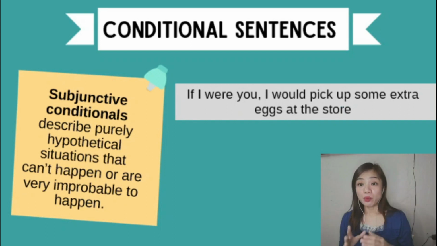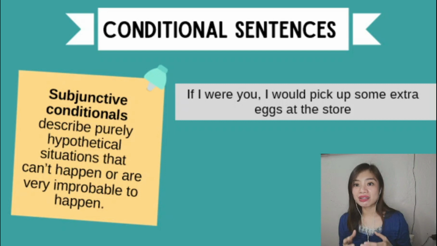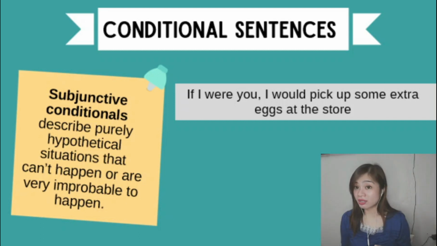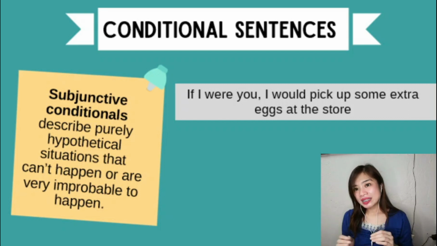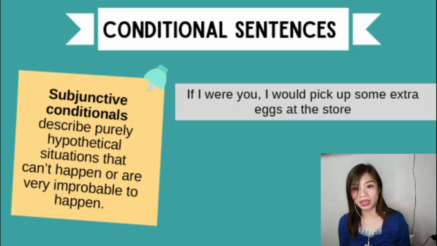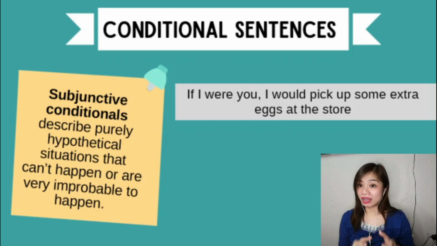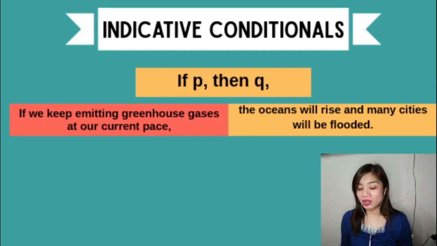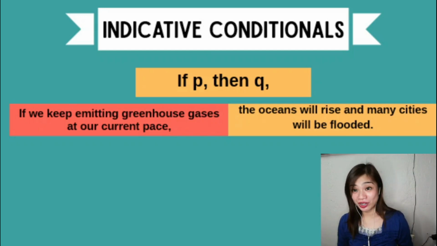However, subjunctive conditionals describe purely hypothetical situations that can't happen or are very improbable to happen. For example, if I were you, I would pick up some extra eggs at the store. So this sentence is classified as subjunctive because I could never be you. So that's the difference between indicative and subjunctive conditionals. Now, for our discussion, we'll focus on indicative conditionals.